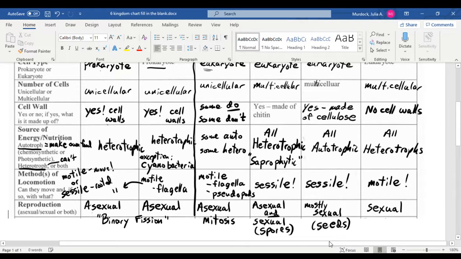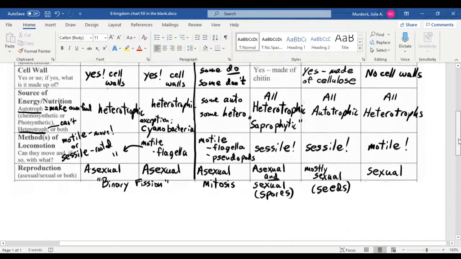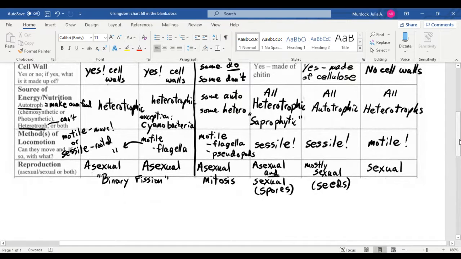But what about when a bacterium meets up with another bacterium? Oh, that's conjugation, which is sexual, but it's not quite the same as having two parents. It's a little different. But okay, so what was I going to say?